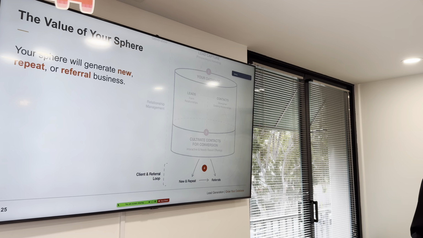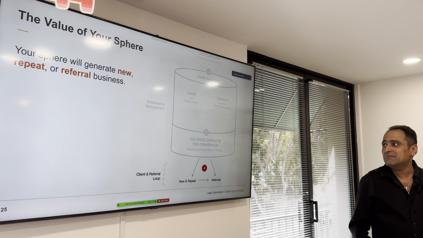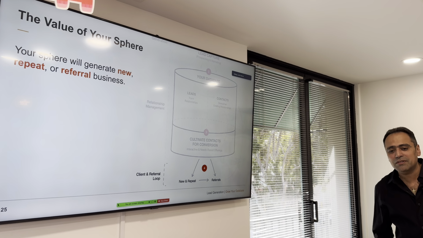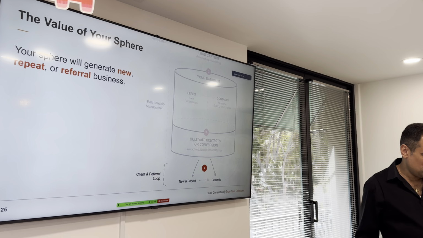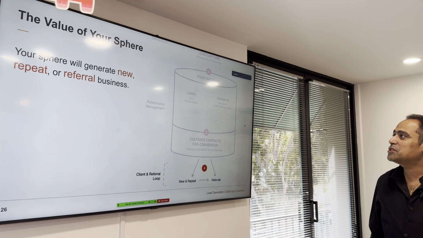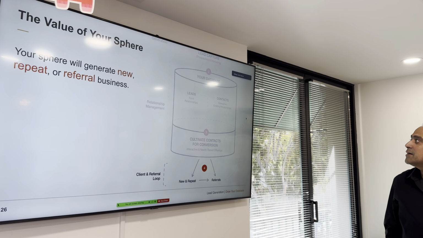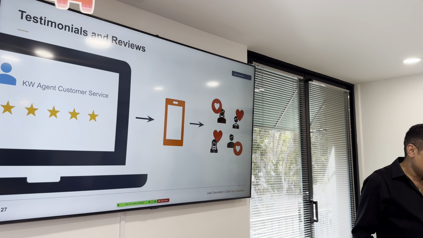So our business is actually a relationship business, and it's a people business. So if you're not good talking to people, you're going to find a hard time succeeding in real estate. So it's all about connections and talking to people. It's a people skill, try to offer services. So next slide. Your sphere will generate new, repeat, and referral business. We discussed that.